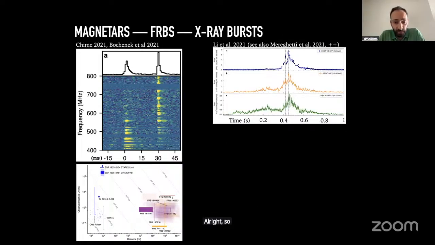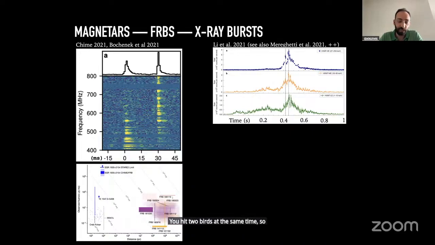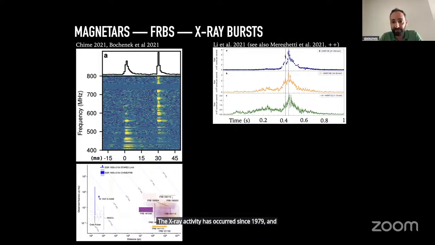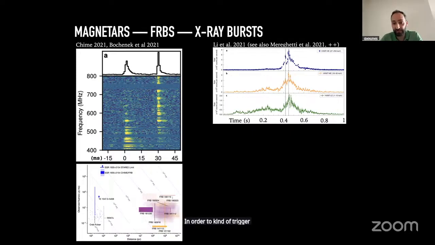Some of the questions that I laid out were immediately answered. Some, an hour or two later. It was quite remarkable, in my opinion, that the radio burst occurred simultaneously with an X-ray burst. So you hit two birds at the same time. Not only are FRBs, or FRB-like emission, connected to magnetars, but they're also connected intimately to the X-ray activity. The X-ray activity has occurred since 1979, so we've had time to study it a little bit. That gives us more constraints on what's happening in the magnetar environment to trigger FRBs and where they come from.